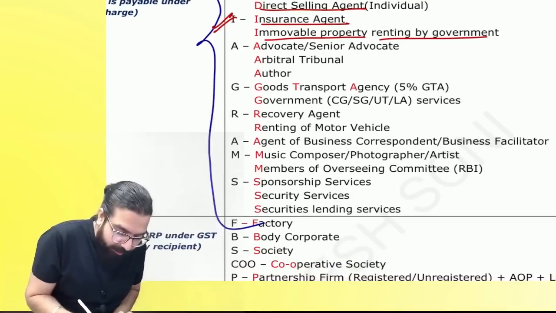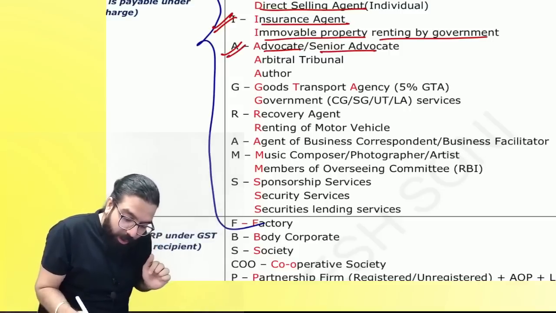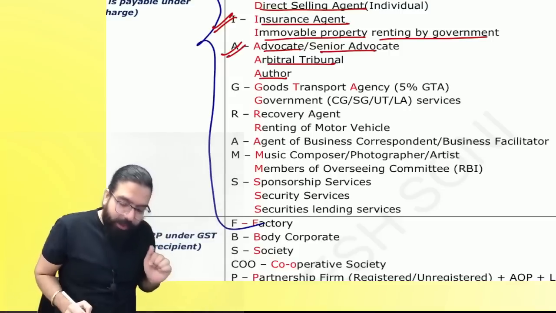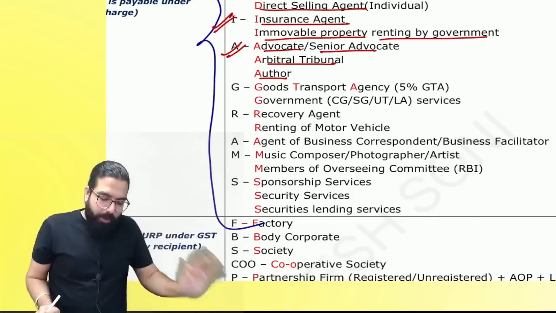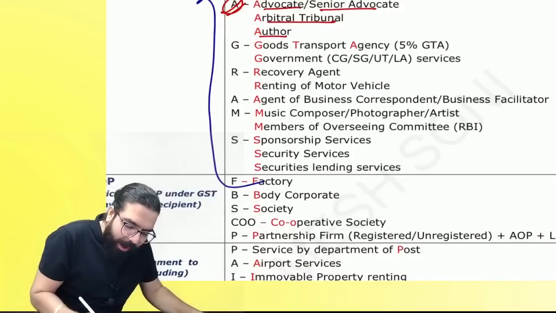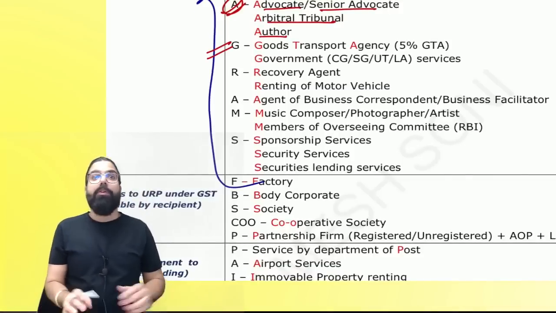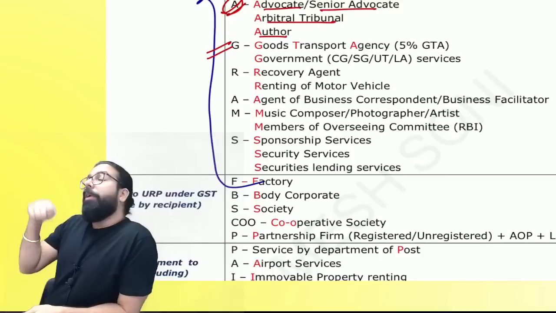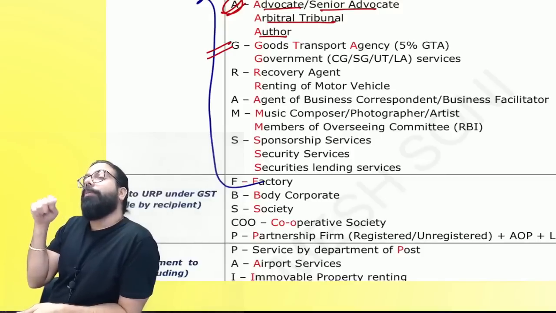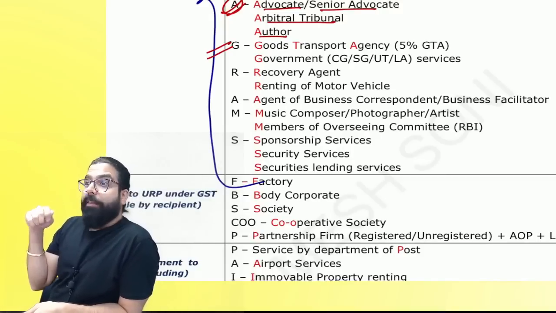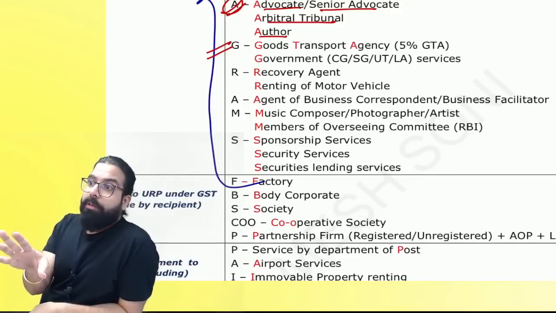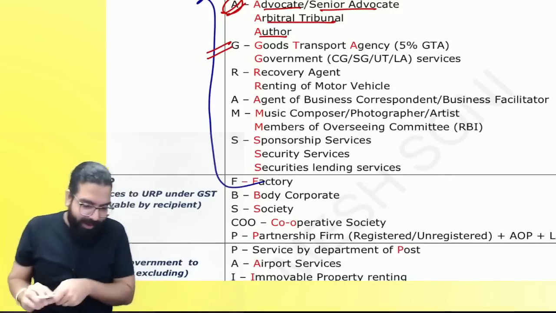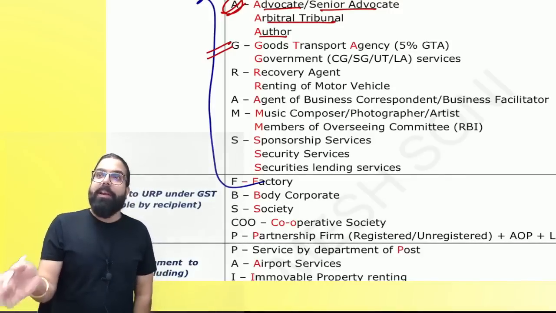Chalo, everyone over here. Advocate, senior advocate, arbitral tribunal, and author services. A for arbitral tribunal, advocate, author, and senior advocate. Always what will happen? RCM. GTA. You should write, when you are doing it, you should remember. Okay, diagram, sir told. D for direct selling agent. You have to remember like that. Otherwise, in the exam, you'll remember diagrams. You're getting my point? Mnemonics you will remember, content you will remember.